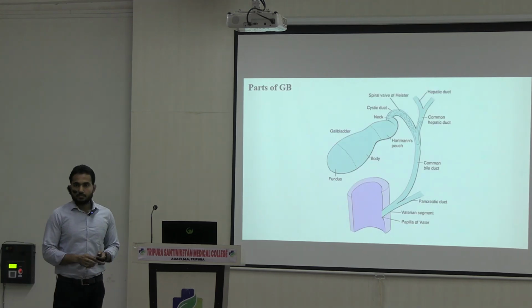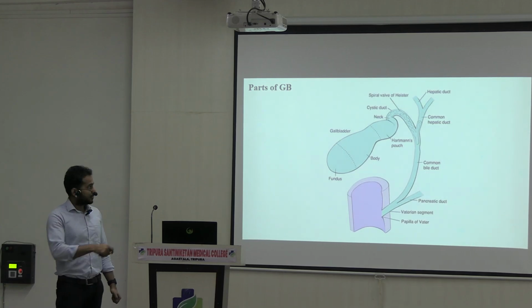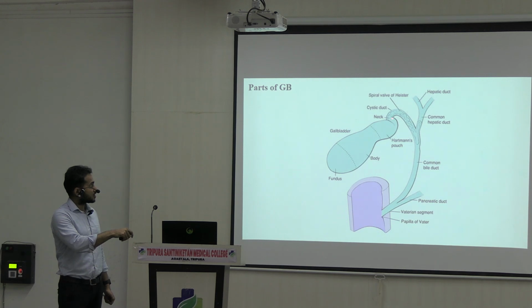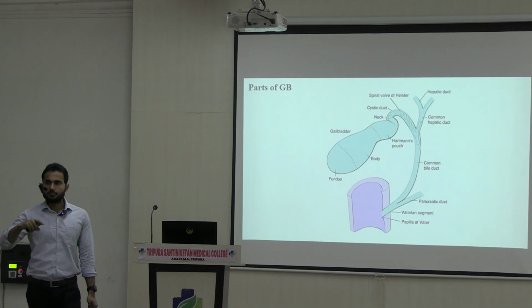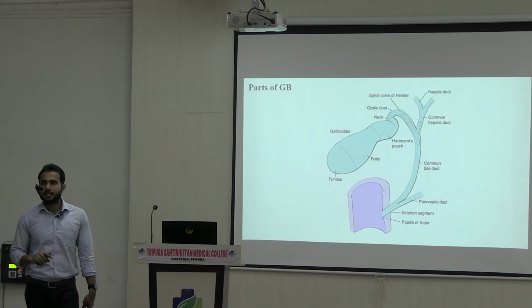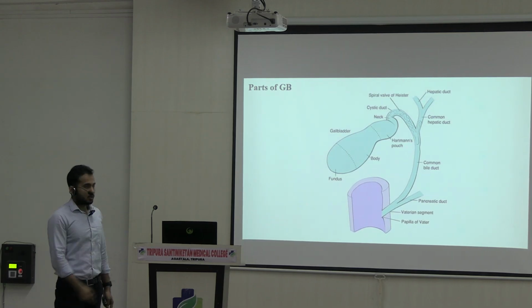So in this diagram, you can see the parts of the gallbladder. This is the fundus of the gallbladder, then the body, and then this is the neck. From the neck, you can see a constriction and it is extending. This part almost looks like an S shape because of the unique direction of the extension of the neck. You can see the cystic duct. So these are the parts of the gallbladder.